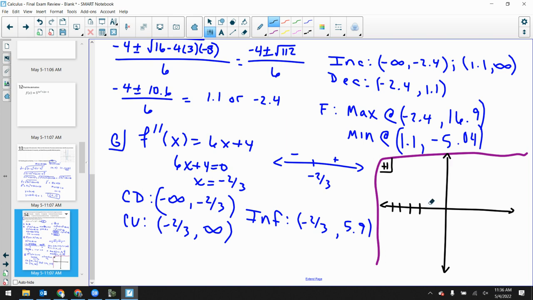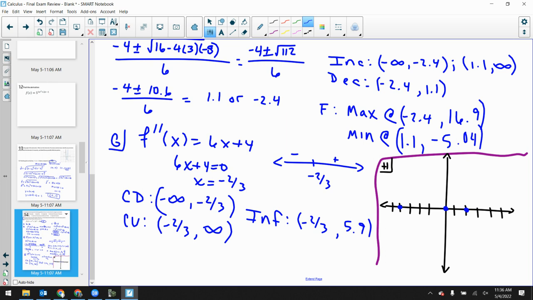1, 2, 3, 4, 5. 1, 2, 3, 4, 5. I know my zeros are here: negative 4, 0, and 2.